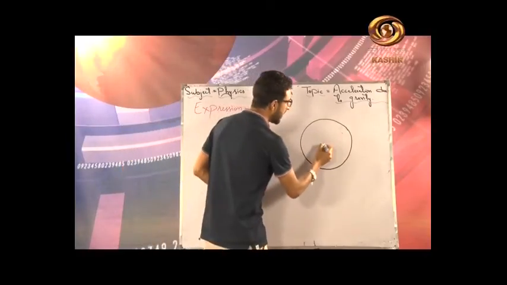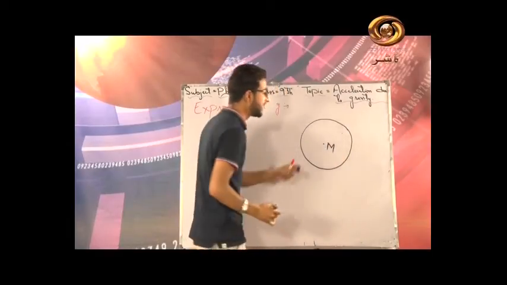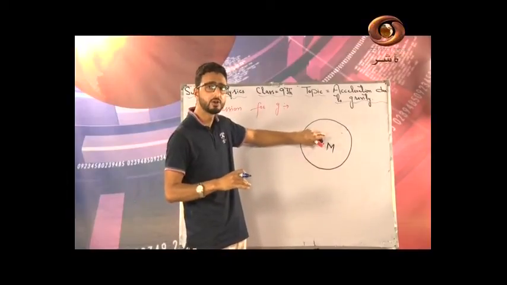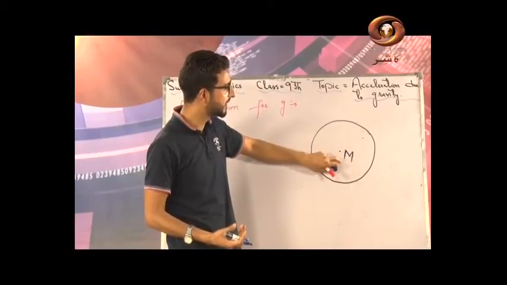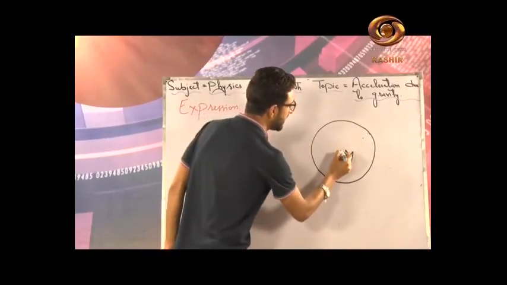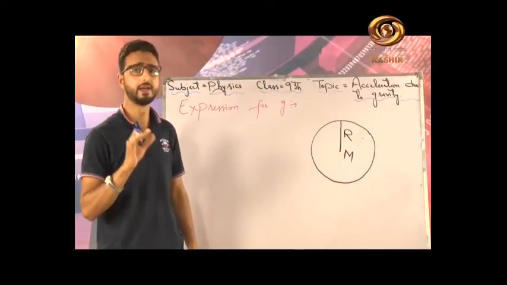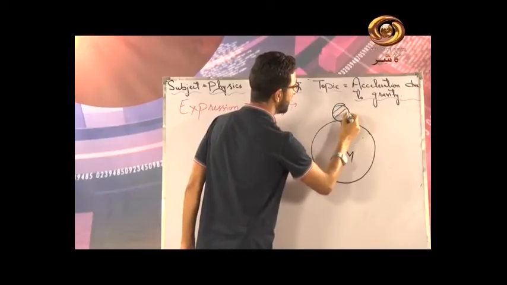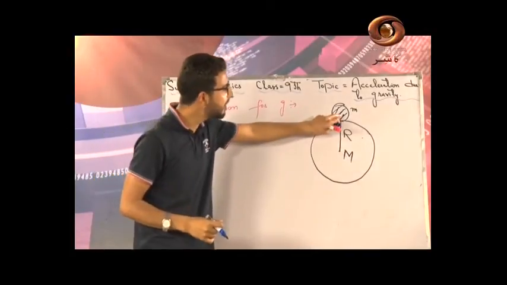Let me assume the Earth to be a perfect sphere of mass M, and remember one thing, this mass is assumed to be concentrated at its center, I mean the center of mass of the Earth. This Earth is considered to be a perfect sphere of mass M, which is supposed to be concentrated at its center. And let me suppose the radius of this Earth is capital R, right? Now, if I consider a body of mass small m, that is on the surface of the Earth.